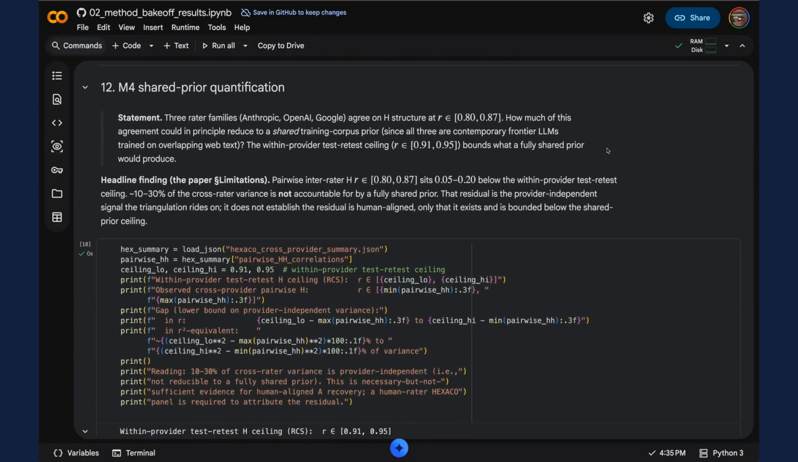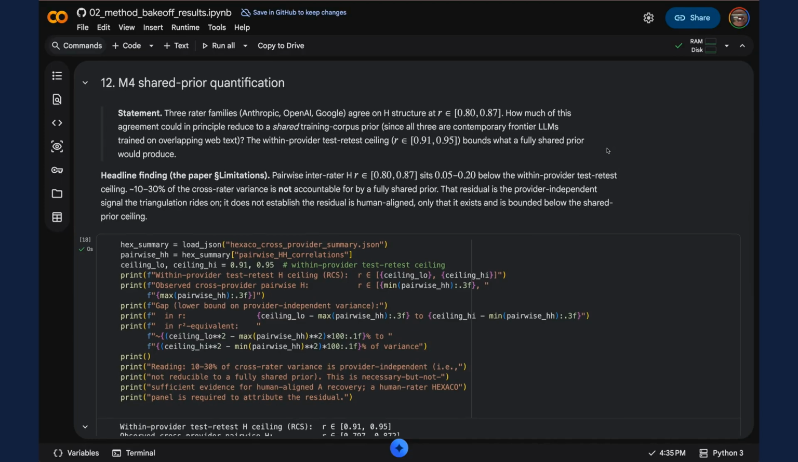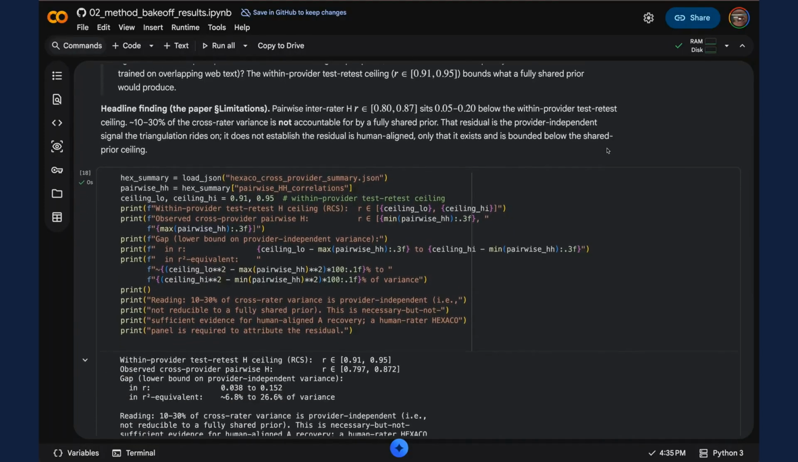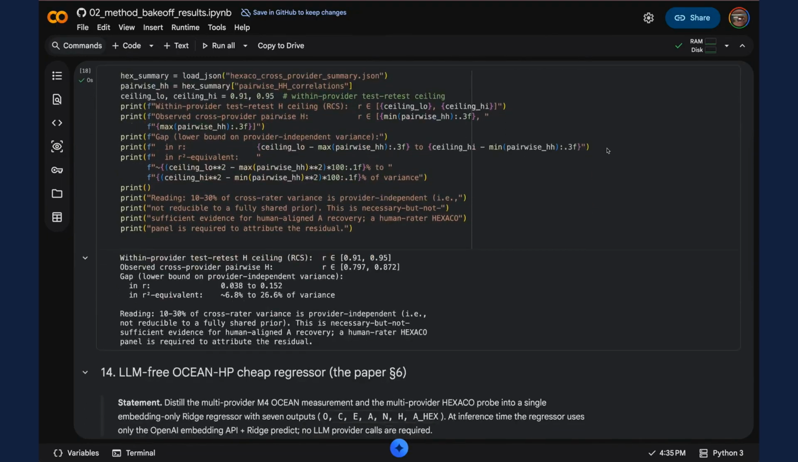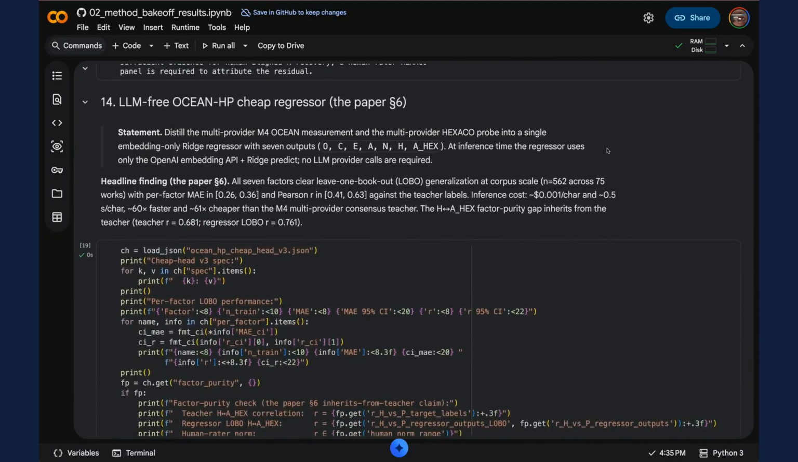Section 12 quantifies how much of the 3-family agreement could be a shared training corpus prior, bounding it against the within-provider test-retest ceiling. The answer? 10 to 30% of cross-rater variance is provider-independent, above what a fully shared prior would produce. That residual is necessary, but not sufficient evidence. A human rater HEXACO panel is what would attribute it, and the paper says so.